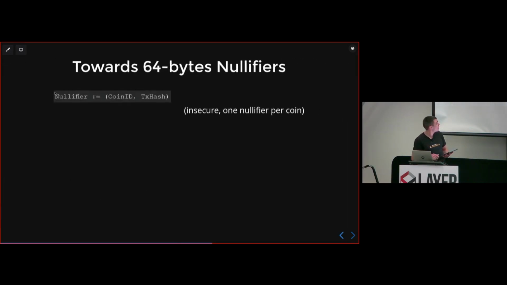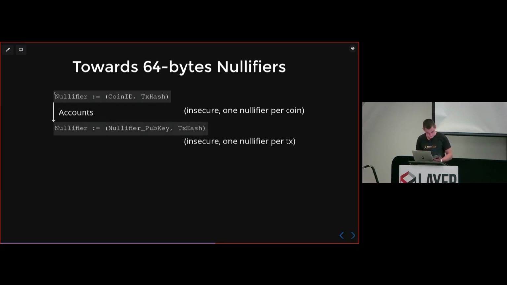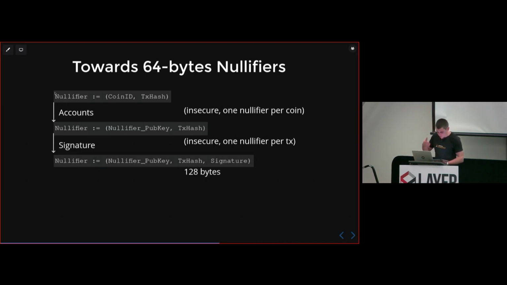Okay, so here's a quick summary of how we get to 64-byte nullifiers. So we start with a nullifier consisting of coin ID and transaction hash, which, as we mentioned, is insecure and requires one nullifier per spent coin. We introduce accounts, which essentially replaces the coin ID with a nullifier public key. I don't want to explain that, it would go too far. We just accept it exists. It's still insecure because there's no signature. So we add a Schnorr signature and obtain a secure nullifier consisting of 128 bytes.